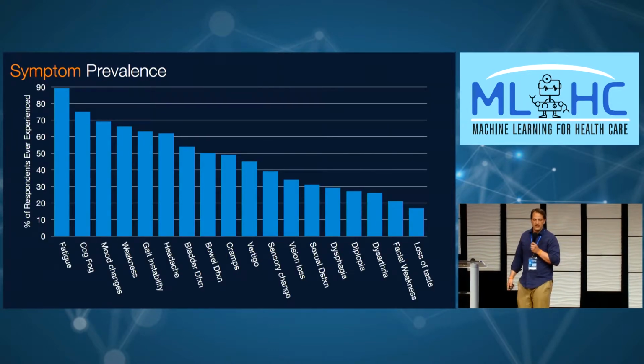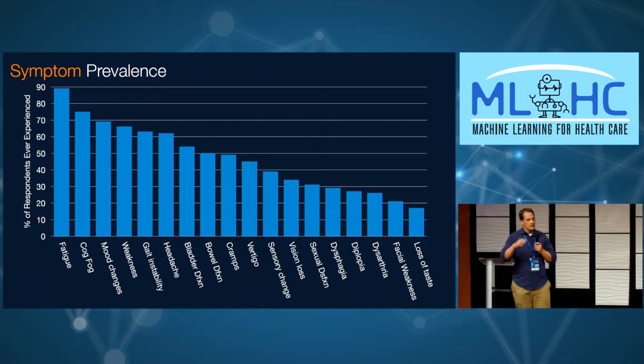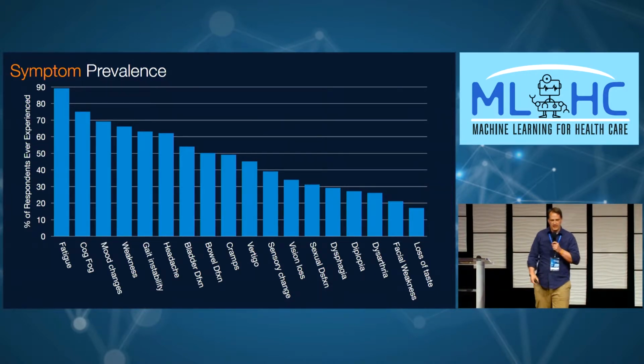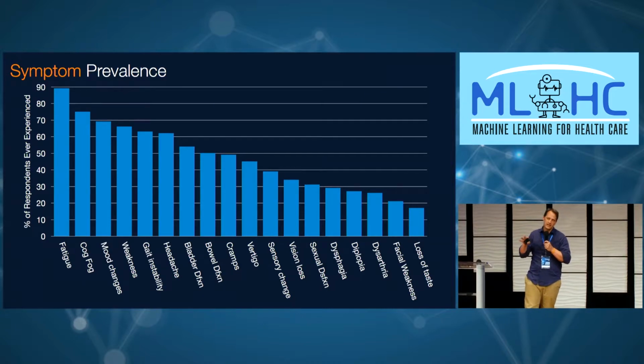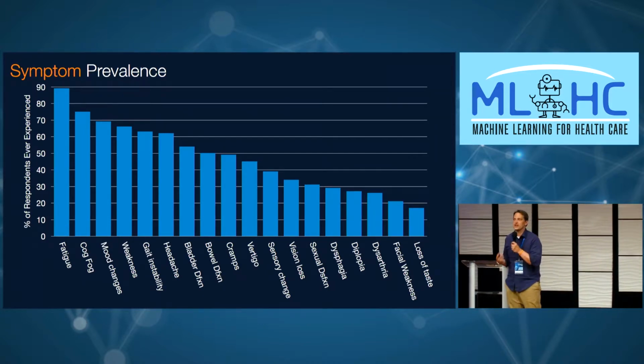And here's the data that we've collected from this sample about what percentage of the respondents ever experienced any of the 22 symptoms of multiple sclerosis. And I think that the 2 or maybe 3 most prevalent symptoms are ones that everyone in this room can appreciate right now.